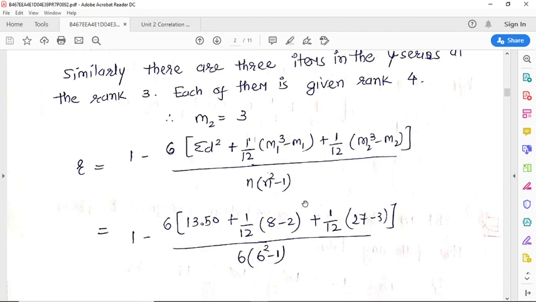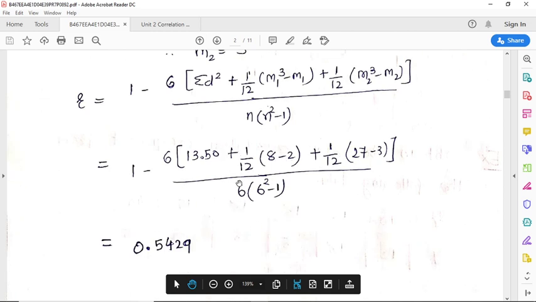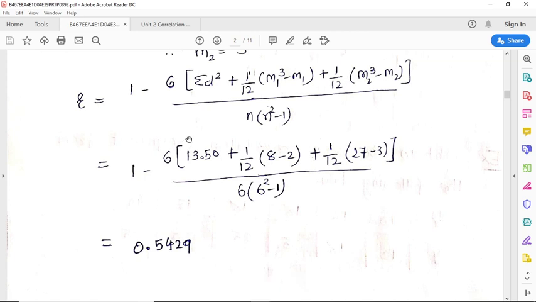So 1 minus 6 sigma d square is 13.5. We have 1 by 12, m1 is 2, so 2 cube will be 8 minus 2, 1 by 12, m2 is 3, so 3 cube will be 27 minus 3, divided by 6 into 6 square minus 1. So now solve this bracket and take the divisions with this value, and simplify that one. You can also practice, keep a calculator with you, and check this answer also. Clear? That is a practice for you also.